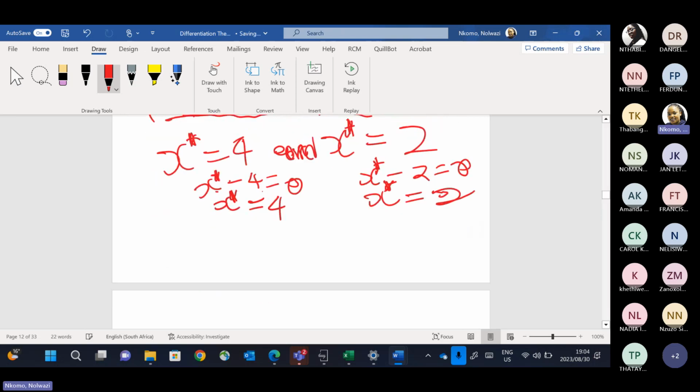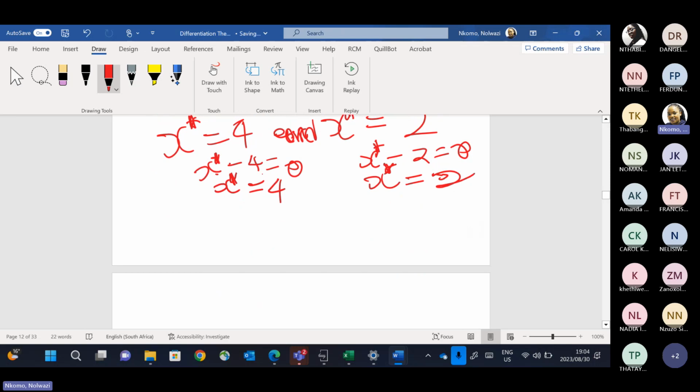So this means we have the x values of the stationary points: x star equals to 4 and x star equals to 2.